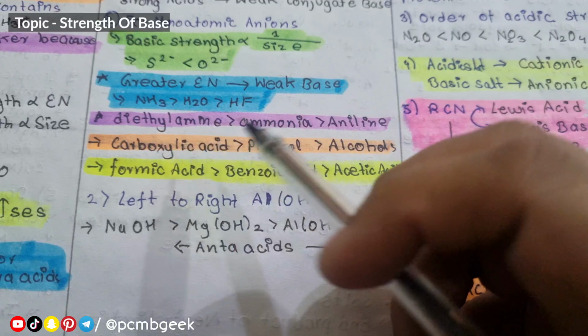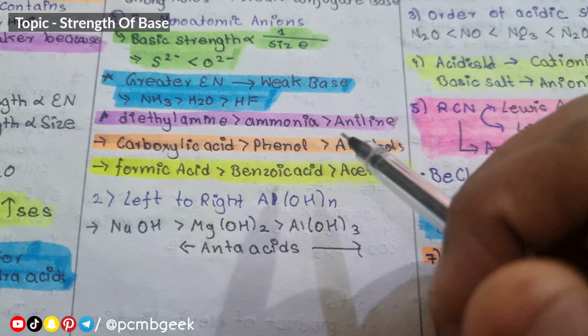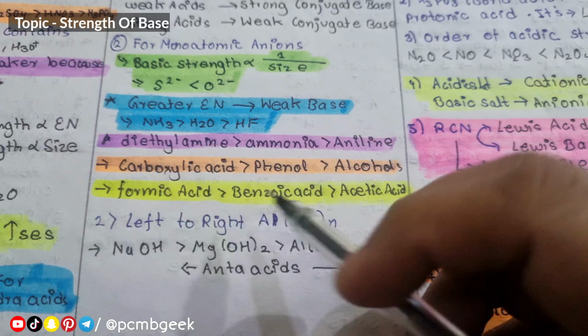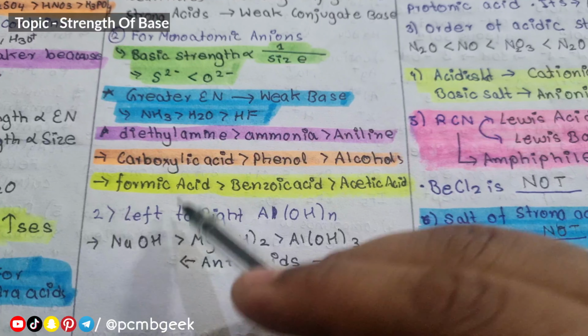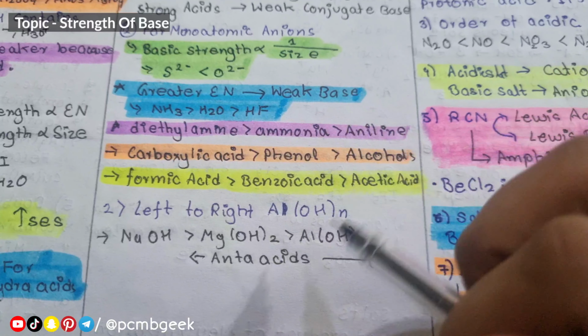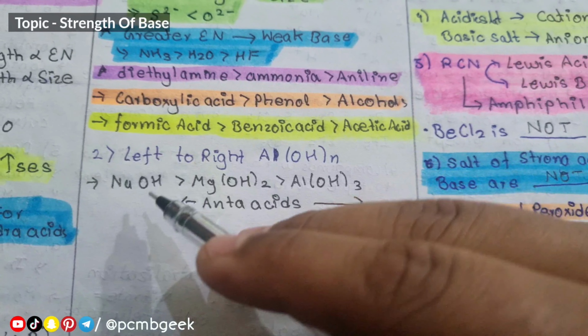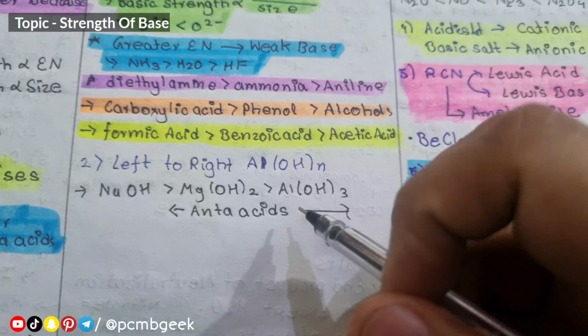Going from carboxylic acid to phenol to alcohol, the acidic strength decreases. Formic acid is more acidic than benzoic acid, which is more acidic than acetic acid. For antacids, NaOH is more basic than Mg(OH)2, which is more basic than Al(OH)3.